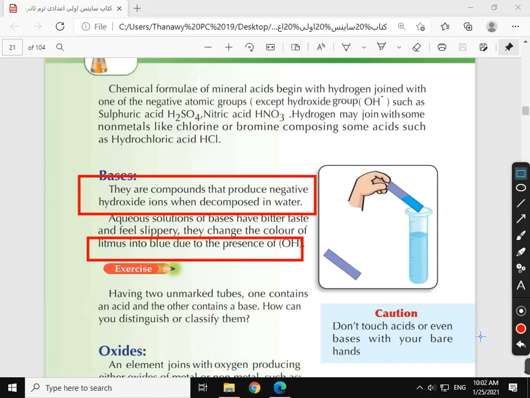And what are the properties of bases? Bases have a bitter taste and feel slippery, and they can change the color of litmus into blue due to the presence of hydroxide ion. For example, NaOH, KOH, Ca(OH)2.